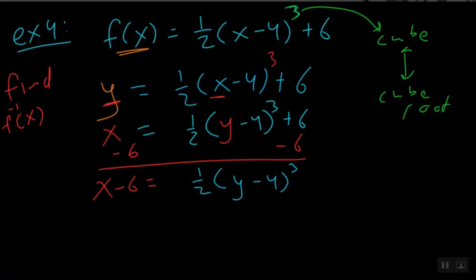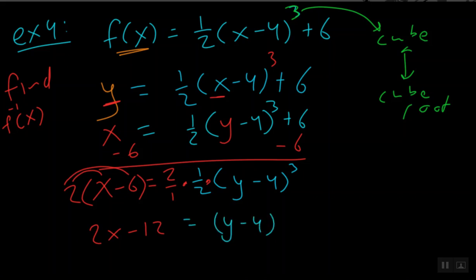And notice I put this problem in here because it's been a while since we've seen how to get rid of a fraction in front. So remember, we don't ever divide by a fraction, we multiply by its reciprocal, and the reciprocal of 2 over 1 is really just 2. And in going to our next line, what we can do is distribute that to say, hey, this is 2x minus 12 is equal to (y minus 4) cubed.